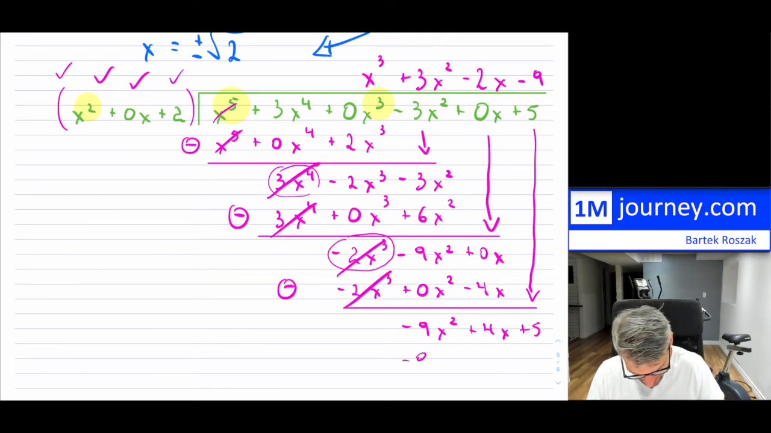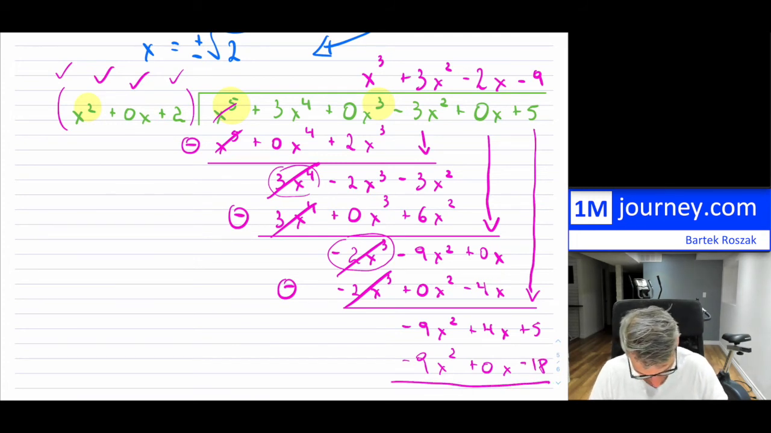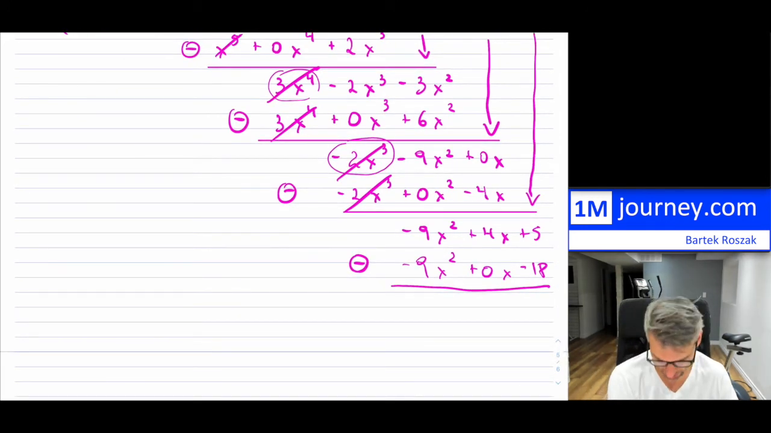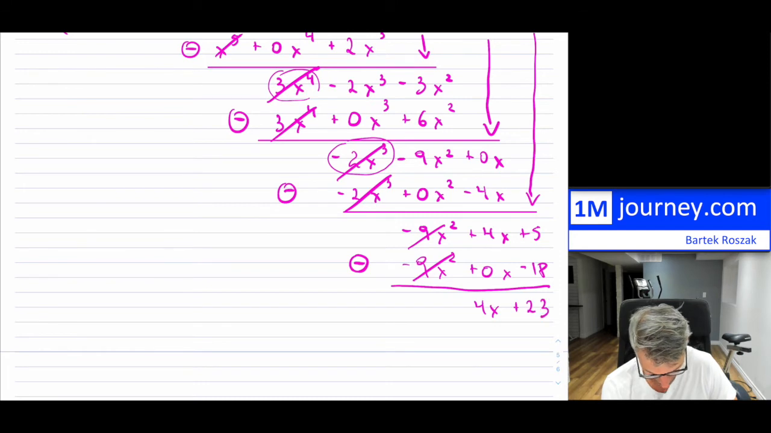So minus 9x squared plus 0x minus 9, so it's 18. Okay, subtract, and this just will leave me now the remainder. So this is gone. 4x, 5 is going to be plus 23.